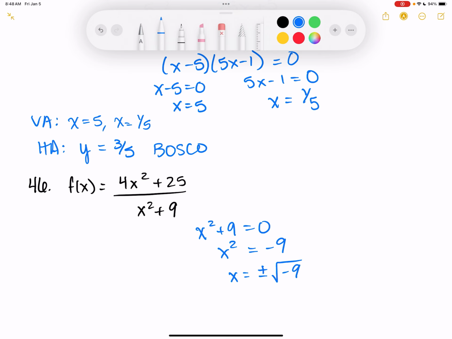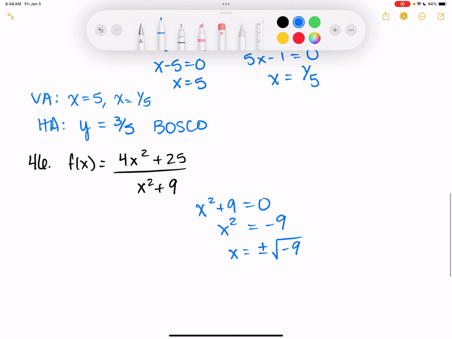But what's the problem here? We don't know if it's positive or negative. Well, it would be positive or negative, but there's something else that would cause a problem here. The negative inside the radical, right? Is there any way that we can do that with real numbers? No. So for vertical asymptote, there's going to be none. Interesting. But now y'all can find the horizontal asymptote.